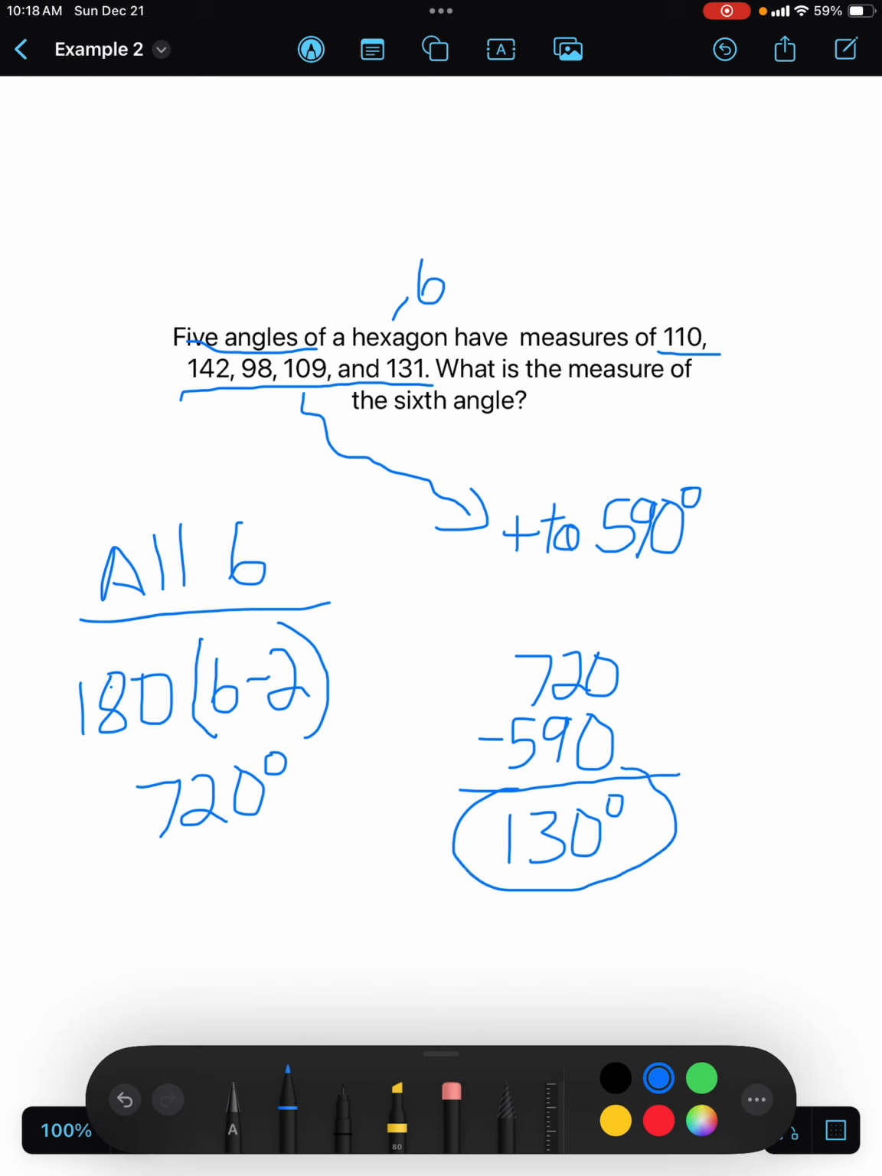So that's a strategy you can use when you're given all but one angle of a polygon. You can add up the ones you're given and subtract from the total to get the 6th. It's a pretty common problem to see on tests and occasionally things like the SAT.